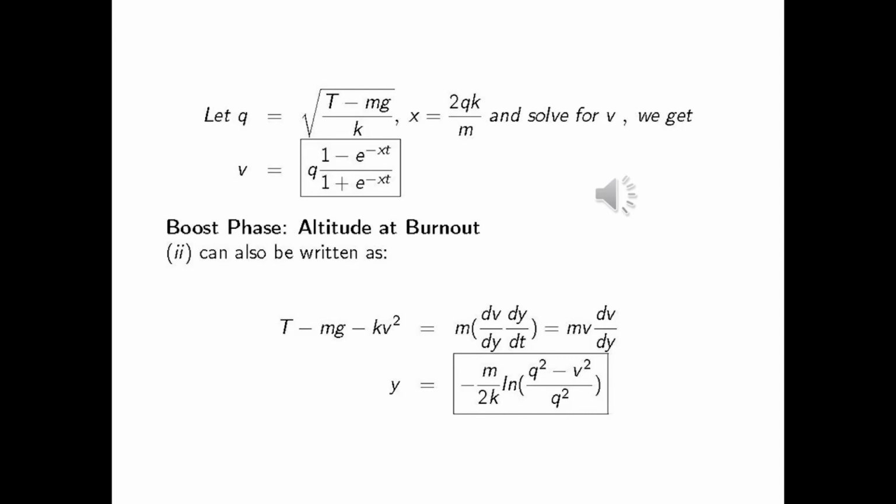And so now we can again do separation of variables and integrate. And then we'll get y as a function of v, which is y is equal to m over 2k ln of (q² minus v²) over q, and q is the same q as previously.